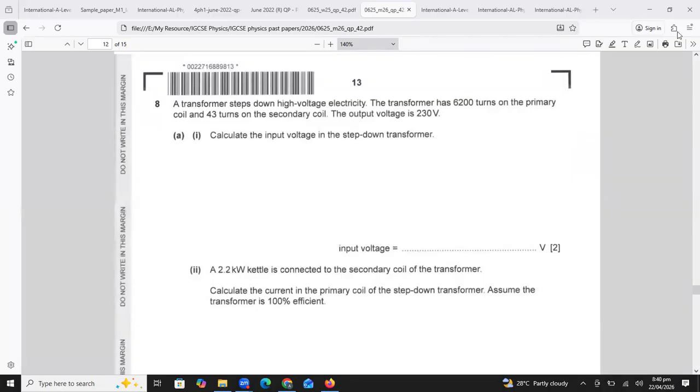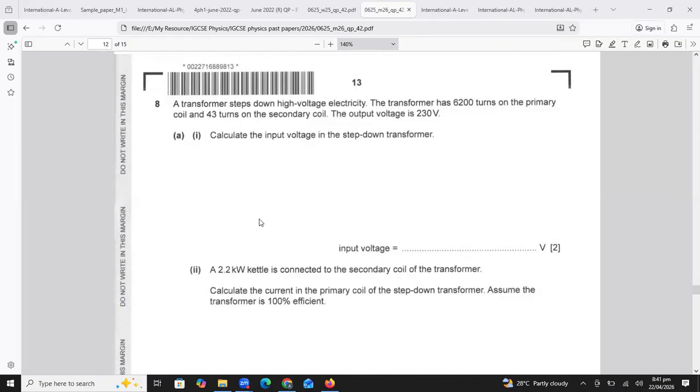All right. So in question number 8, a transformer steps down high voltage electricity. Step down transformers are used to decrease the voltage. Basically, there are two types of transformer. One is the step up transformer, which is used to increase the voltage, and the second is the step down transformer, which is used to decrease the voltage. And remember, beta, transformers always work on AC voltage. They do not work on DC, beta. Transformers always work on AC voltage.